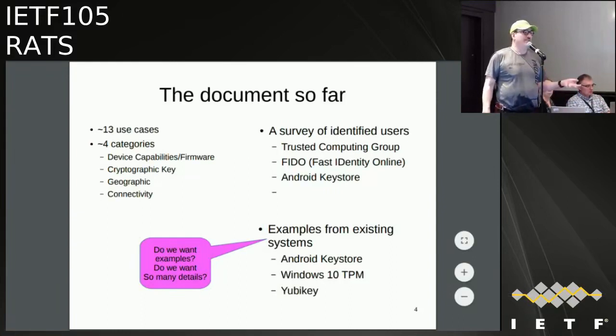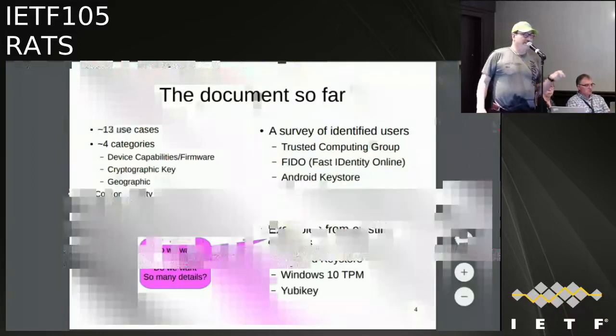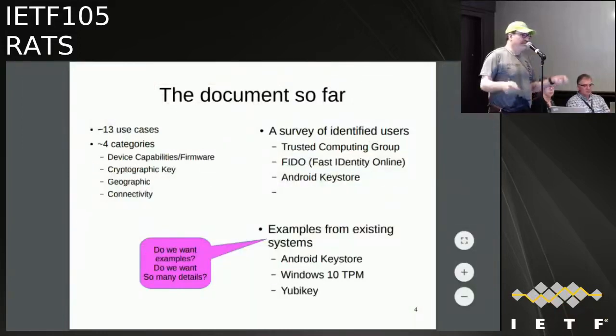Geographic is about location, where things are. Connectivity is a little bit like geographic in a more abstract sense, I'm connected to something or whatever. It includes a survey of identified technology users, so this list could increase. Trusted Computing Group has said they wanted to use this. FIDO says they wanted to use this. And Android Key Store has been expressed as being a thing, and I know we have people from there, though I can't quite figure out yet how that's going to work.